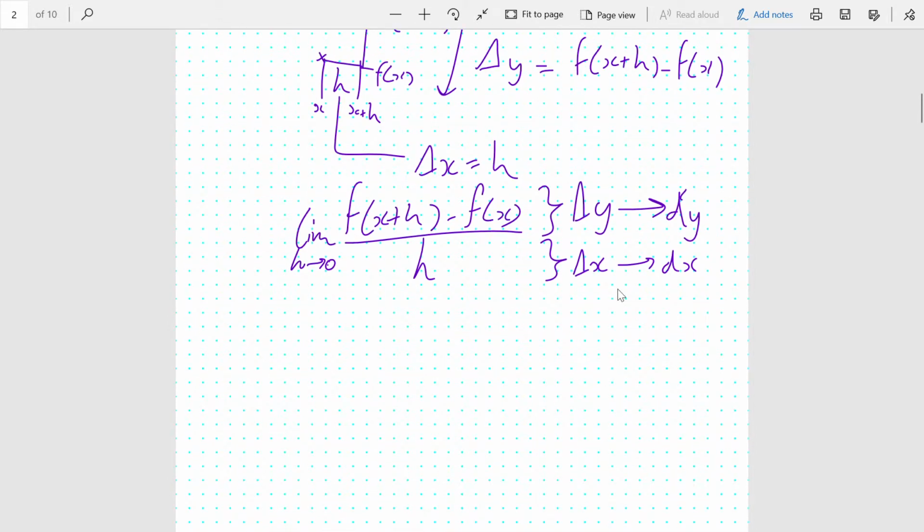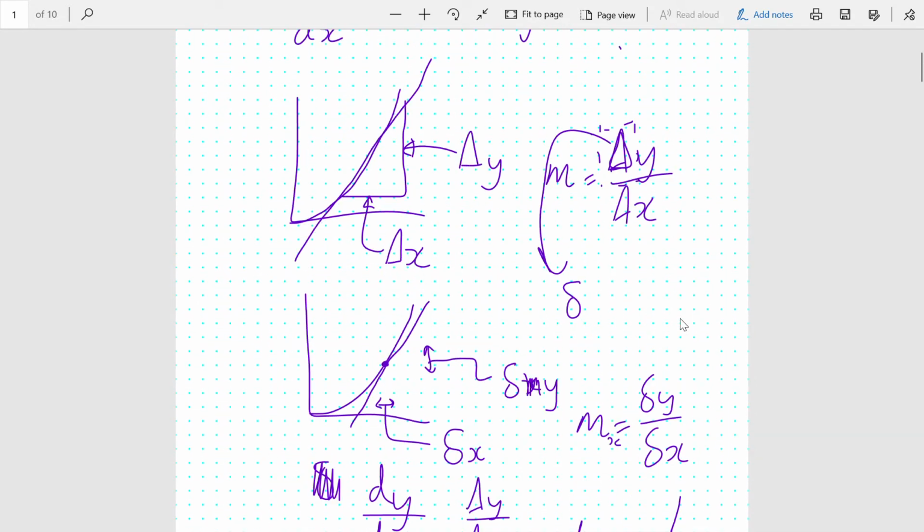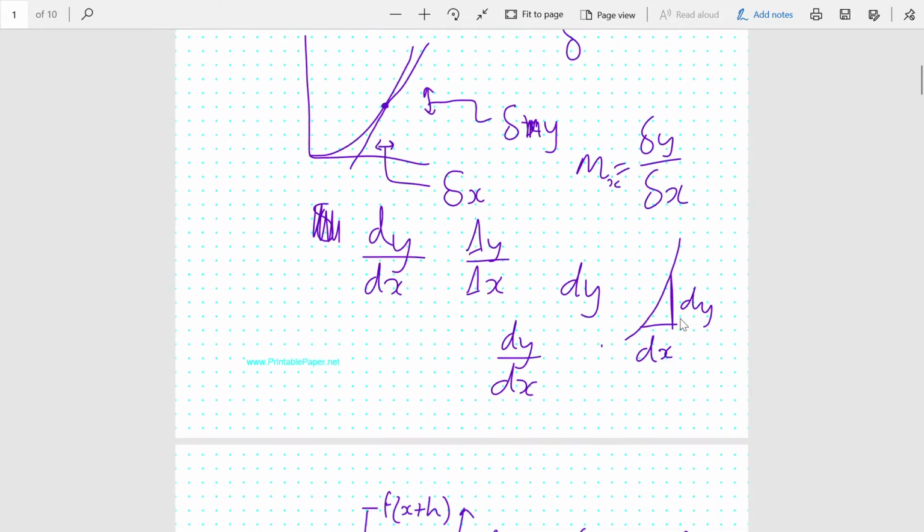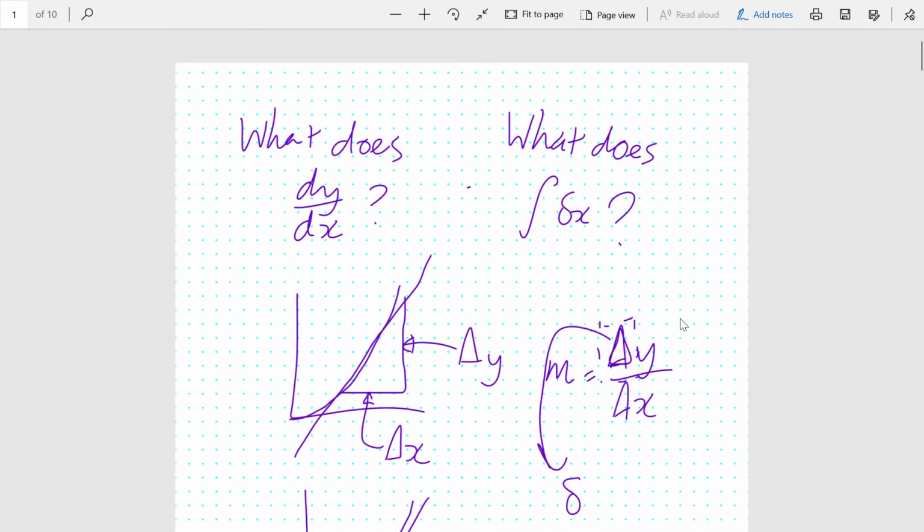So the key thing to know is that dy and dx by themselves are infinitely small, and it's only when you divide one by the other that you get back into the normal range of numbers that you might expect from a differential. Alright, so I hope I cleared up what dy over dx is.